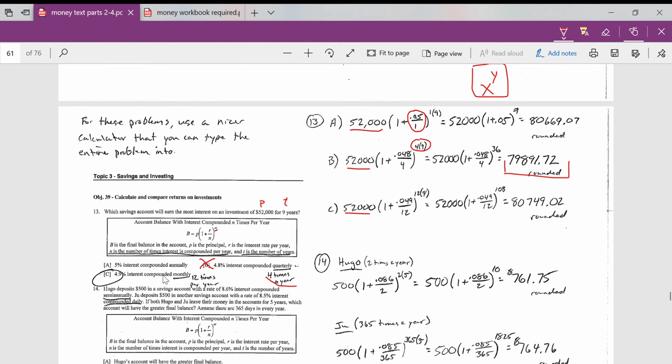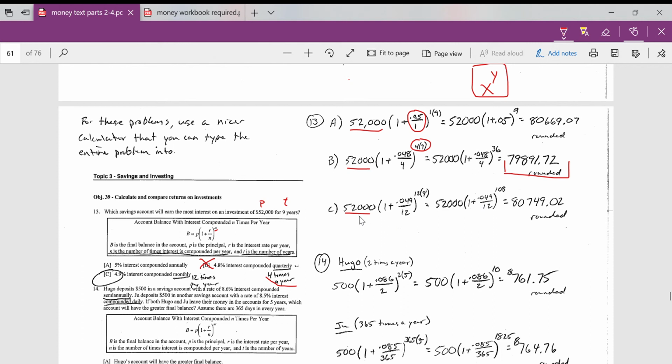Now we can't say between A and C which one's better without doing the math, because 5 is bigger than 4.9. That's true, so A has an advantage here, but C has the advantage in how often it's compounded. So 12 times over 1 time a year. So anyways, let's do this, and I will show you the steps on typing this in on this one. I'll show you every step.